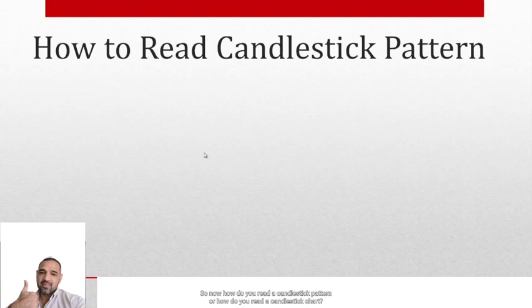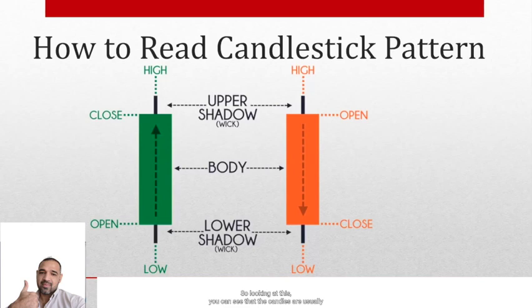So now, how do you read a candlestick chart? Remember, there are only four things: the open, the high, the low, and the close. Looking at this, you can see that the candles are typically two colors, either green and red, or perhaps black and white. Sometimes you can even change the color if you want, but generally the most common colors are green and red. When you see a green candlestick, it means that the price has closed higher for the session.